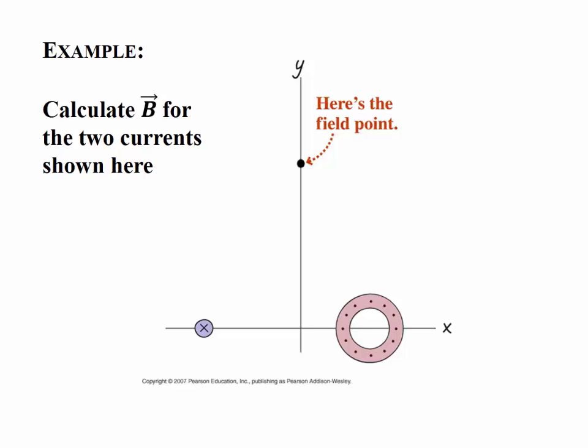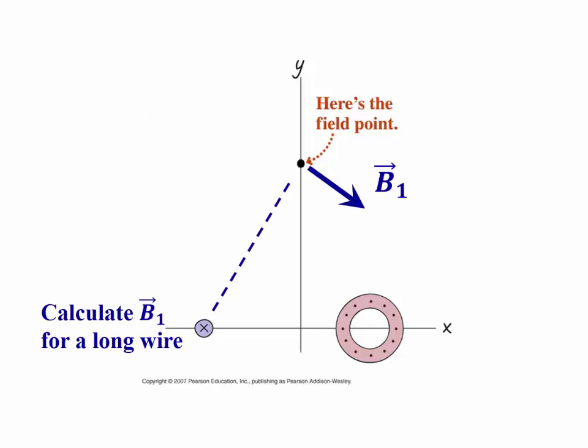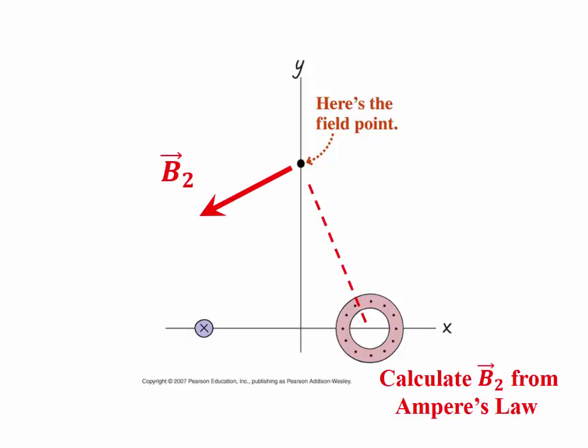And here we want to find the field up on the y-axis. For the long wire, we just use the long wire technique. The dashed line shows the vector r, and you notice that the vector b1 is at right angles to r and in the right-hand rule direction, as you would expect for a current into the screen. The circular conductor also produces a magnetic field, but you have to calculate that from Ampere's law.